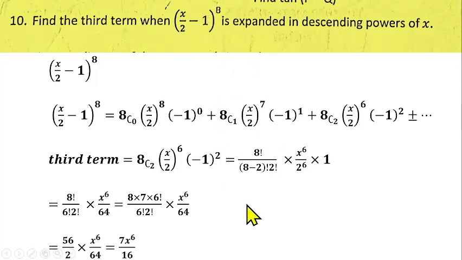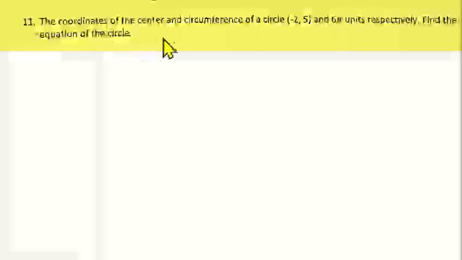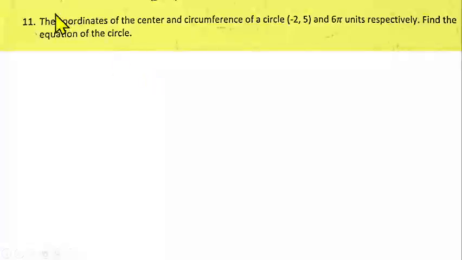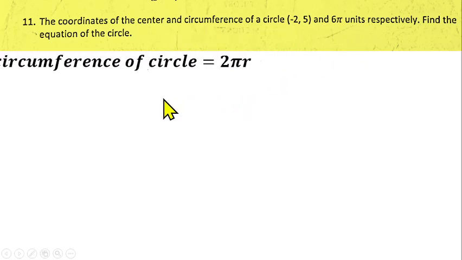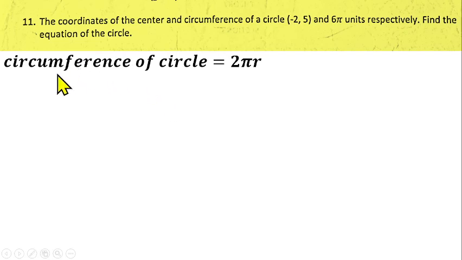Question number 11 is from the equation of a circle. We are told that the coordinate of the center and the circumference of the circle are (-2, 5) and 6 pi units respectively. You have to find the equation of the circle. So you are given the coordinate of the center and the circumference of the circle to be 6 pi. Of course we know that the circumference of a circle is 2 pi r, and you are given the value of the circumference, which is 6 pi.